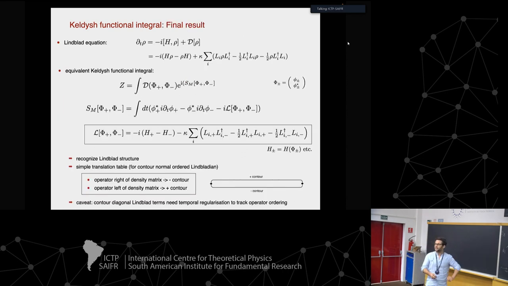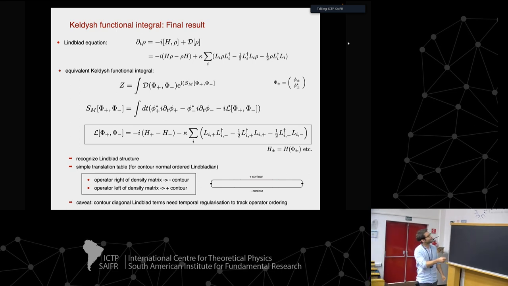Okay, so what is then the final result of this construction? So, and now I think this is really important to recognize. Yeah, so we get in the field theory description, in this functional integral description, we recognize perfectly the Lindblad structure that we started from. Yeah? So in particular, there's a simple rule of thumb. All operators that act on the density matrix from the right, yeah, so like this rho h term here, they go to this so-called minus contour, to this branch of evolution. And all operators that act from the left onto the density matrix, they go onto this plus contour here.